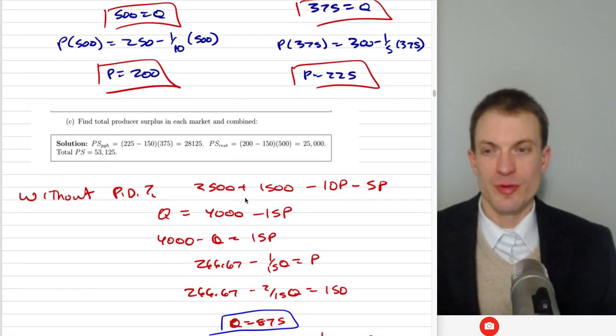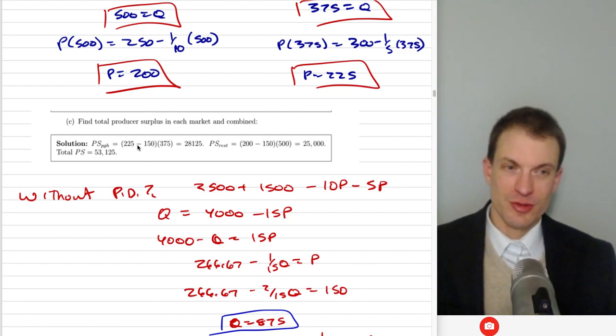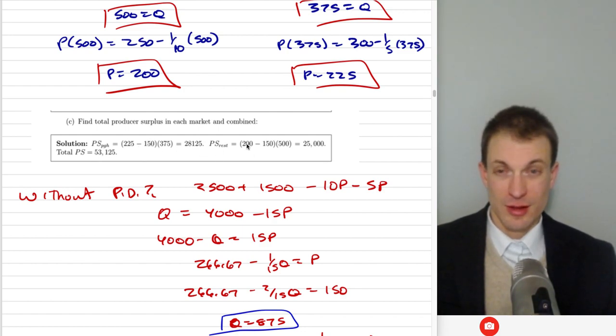Finding total producer surplus, again, that's really easy. That's just price minus cost times quantity. Got it. And then we have price minus cost times quantity for the other market. Got it. Total producer surplus, let's just sum them up.